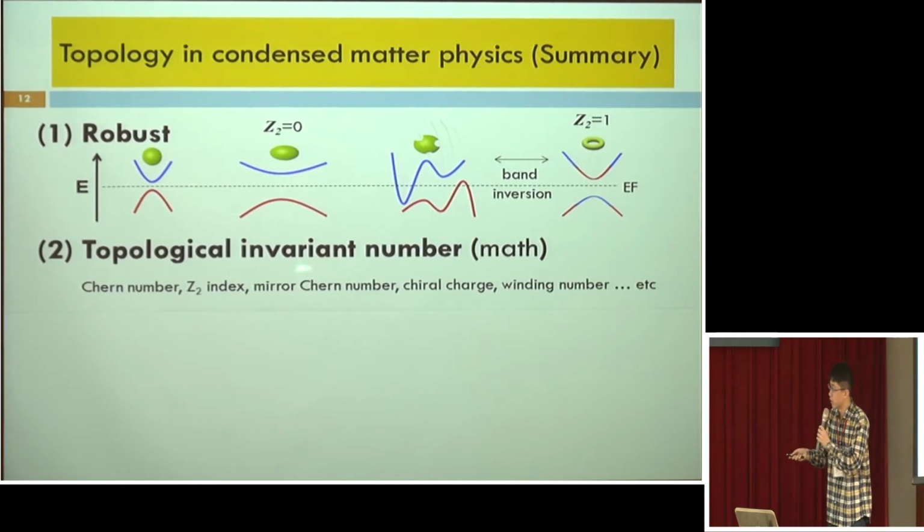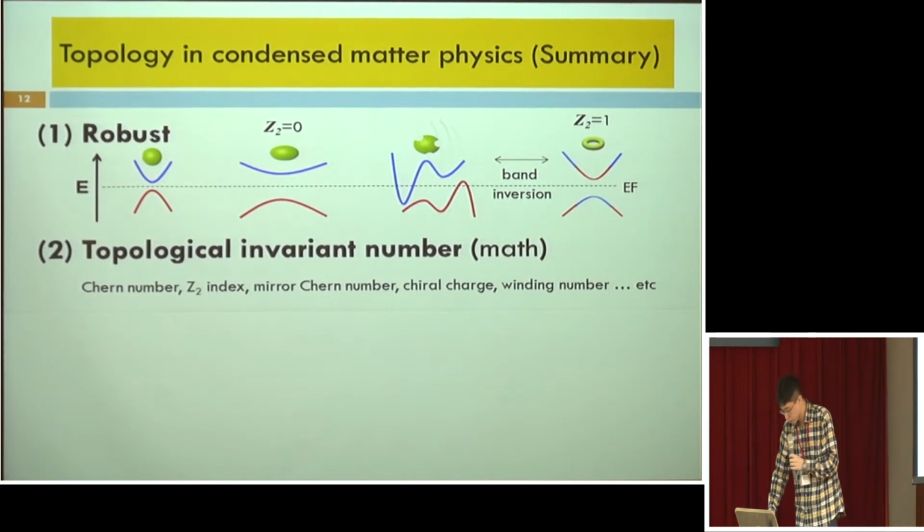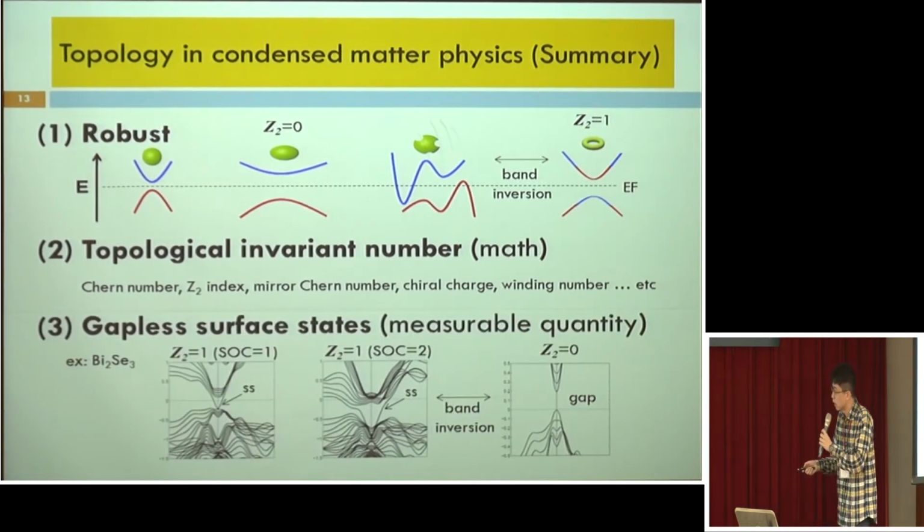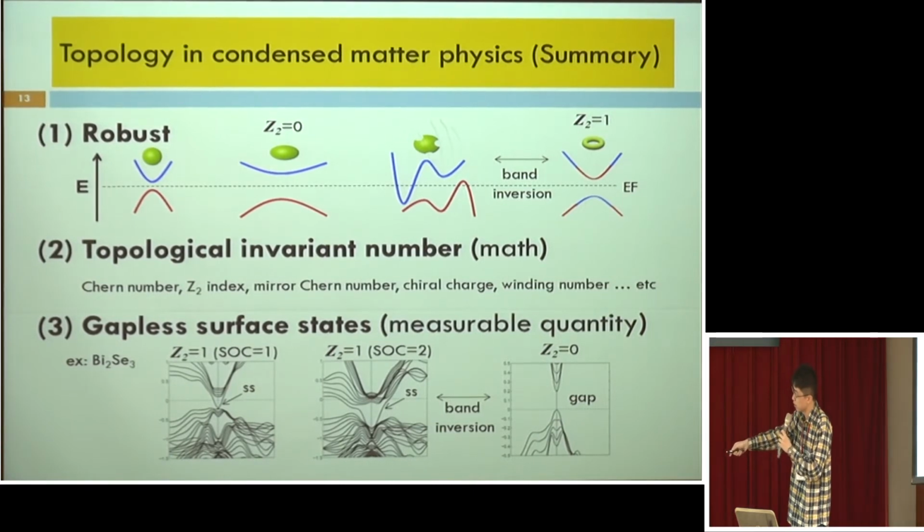Second, we can use a mathematical quantity to distinguish topological phases, for example the Z2 index, the Chern number, and so on. Third is the gapless surface state. Here is an example.